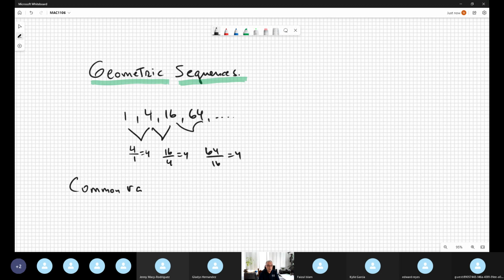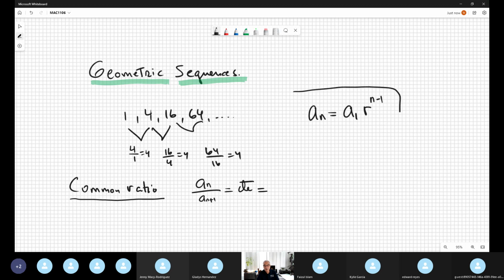The word ratio indicates division. The common ratio. Basically you divide any element, suppose a sub n, divided by the previous, a sub n minus 1. If the ratio, the division, is a constant, this constant is called common ratio. And the explicit formula for the geometric sequence is a sub n is equal to a sub 1 times r to the n minus 1. This is the formula that allows us to determine this.